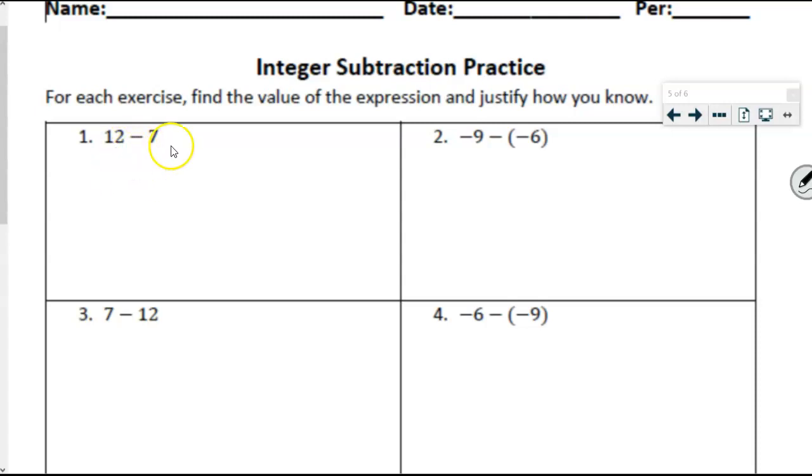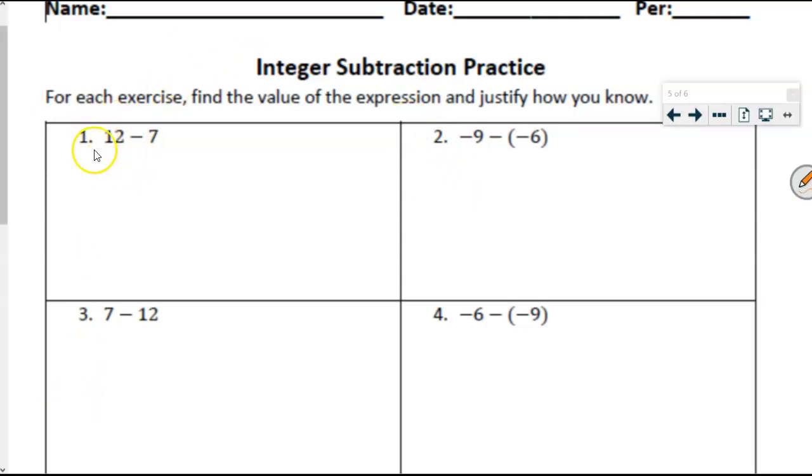Yeah, this one is 12 minus 7. This one is 7 minus 12. So I'm just switching the order, right? And same thing with 2 and 4. -9 minus -6, switching it to -6 minus -9. Now, we already know subtraction is not commutative, so we're not going to get the same answer, right? But when we do these problems, we're going to start realizing, hey, some of them are kind of easy to do. Some of them require a little bit of extra work. So let's get started on this first one.